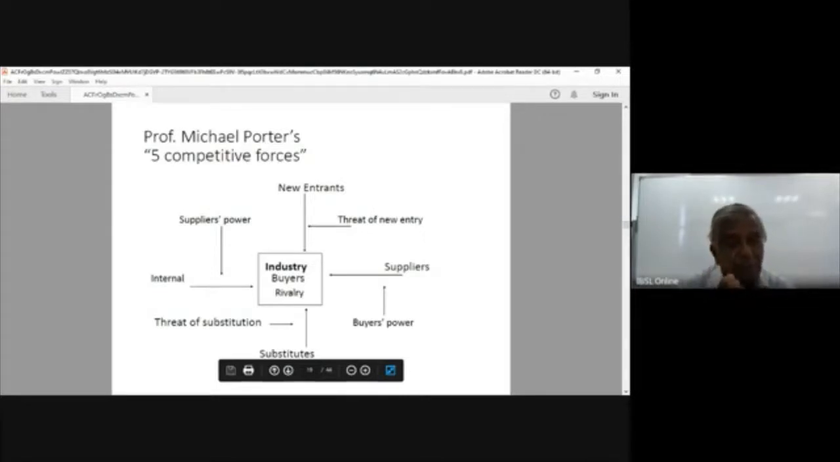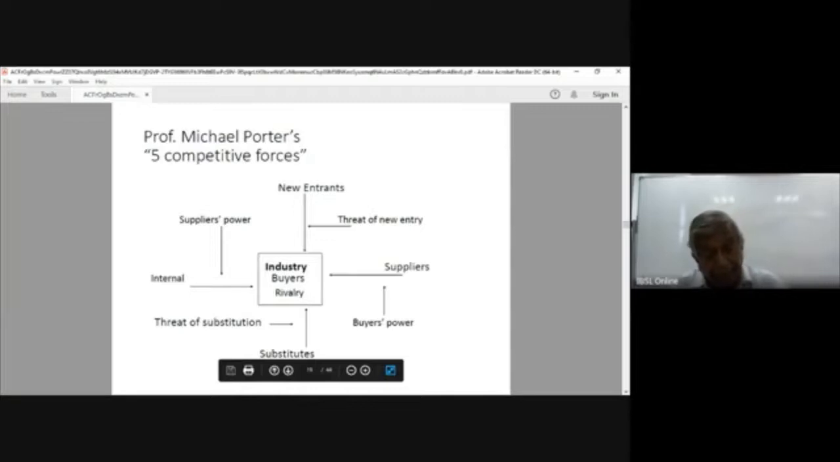Suppliers of raw materials to the industry. They also have power. Suppliers of the raw material and other inputs to the industry. That is another power. If the suppliers of raw materials and various inputs are more in number, then what happens? The company operating within the industry can buy from anyone.